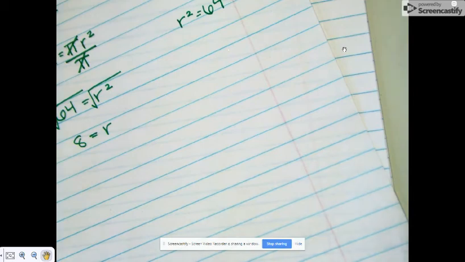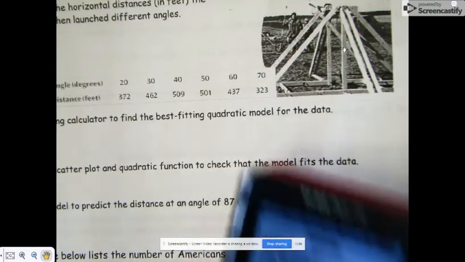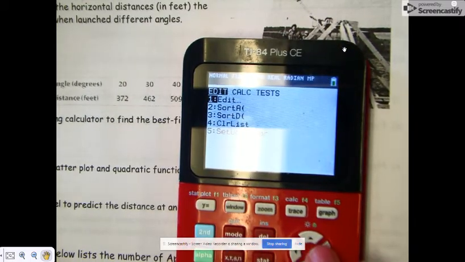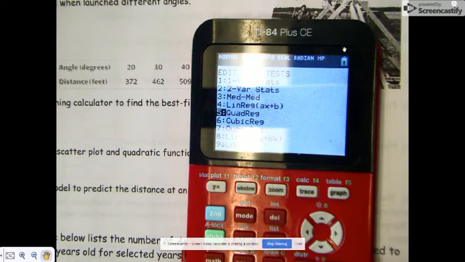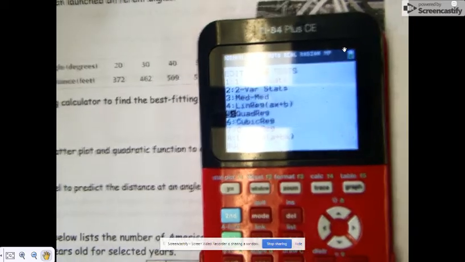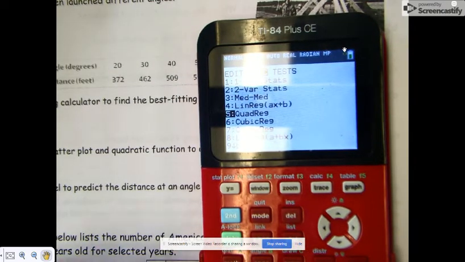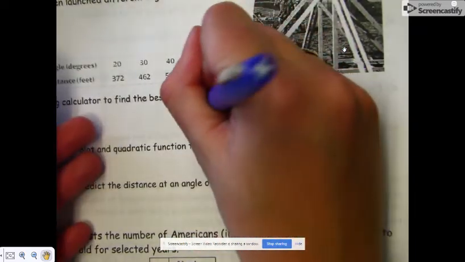And then if you go to the quadratic regression, the only thing that's different about this data and the data we've been working with is when you go to calculate it, you're going to want to use QuadReg, which is option number 5 in your calculator. So whenever it asks for a quadratic function for the data, you can look at that.